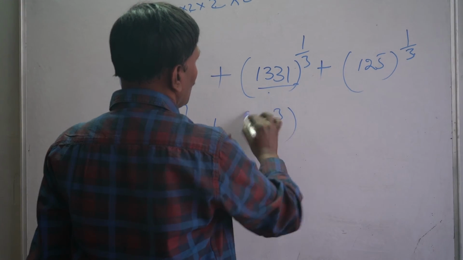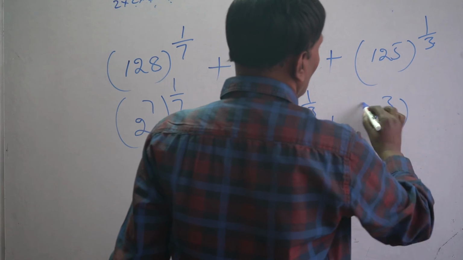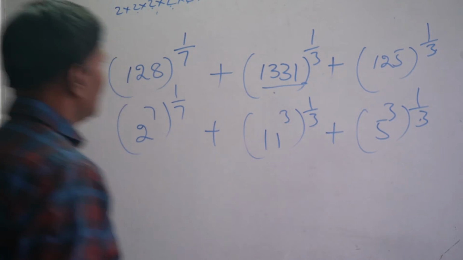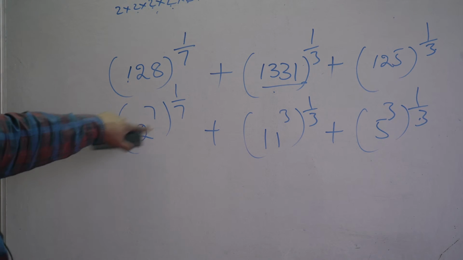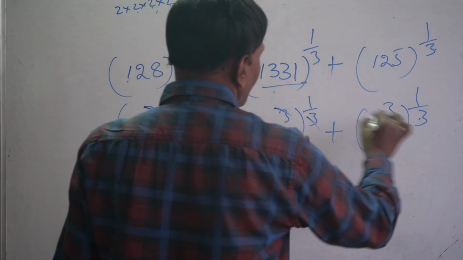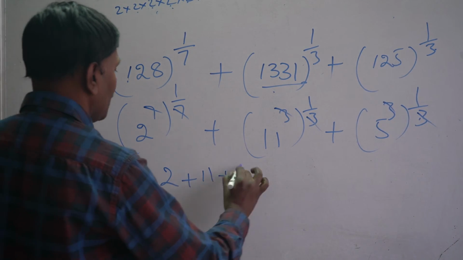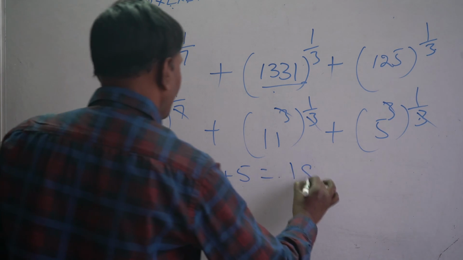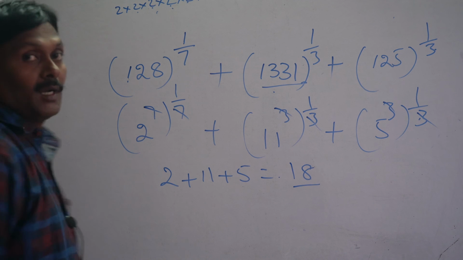This is 11 cube to the power of 1 by 3. This can be written as 5 cube to the power of 1 by 3. Right? So this is 128, this is 2 to the power of 7 whole to the power of 1 by 7. So this and this can be cancelled, this and this can be cancelled, this and this can be cancelled. So 2 plus 11 plus 5, this is how much? 18. Okay, 2 plus 11 plus 5 is 18, right?